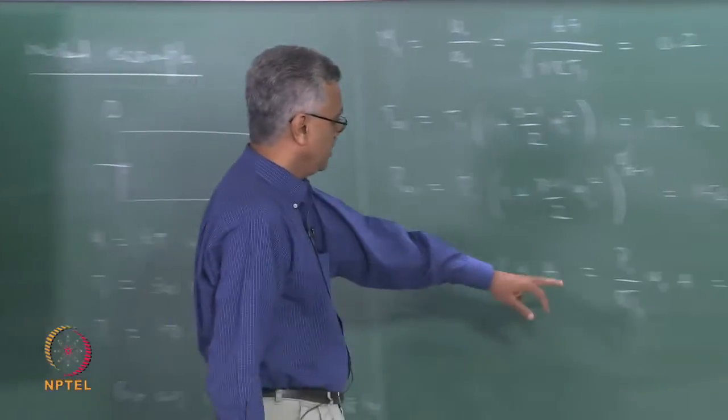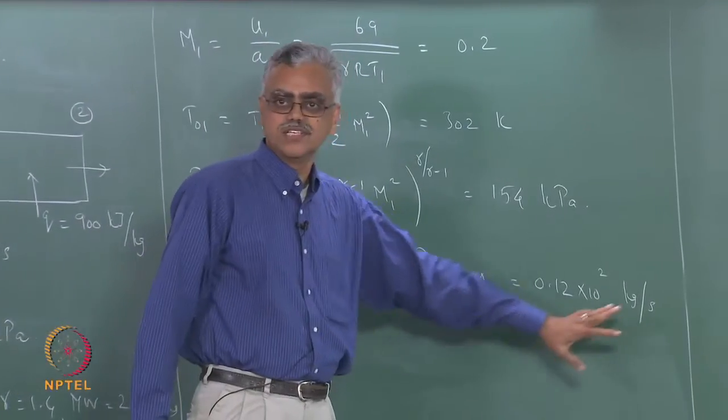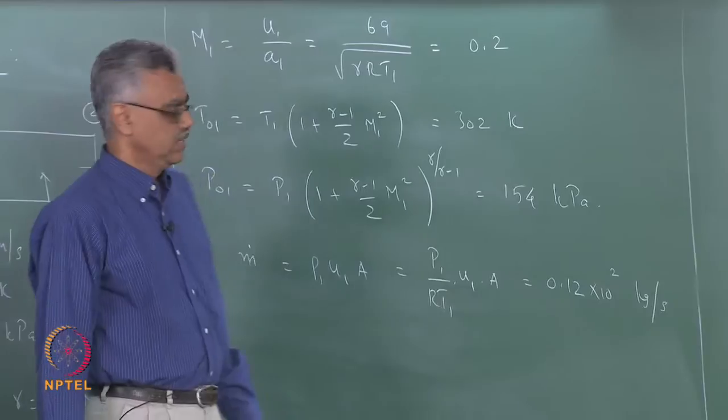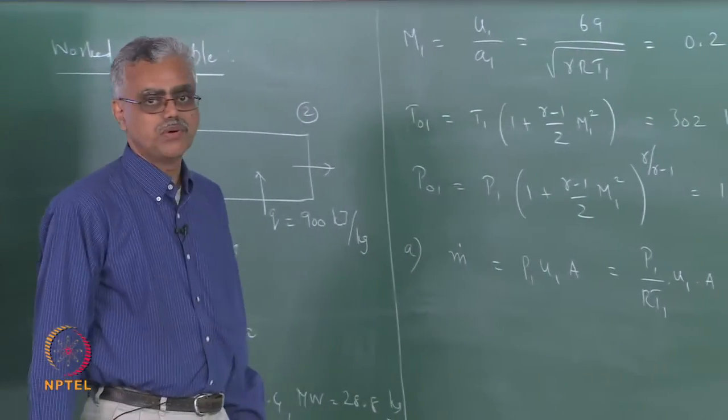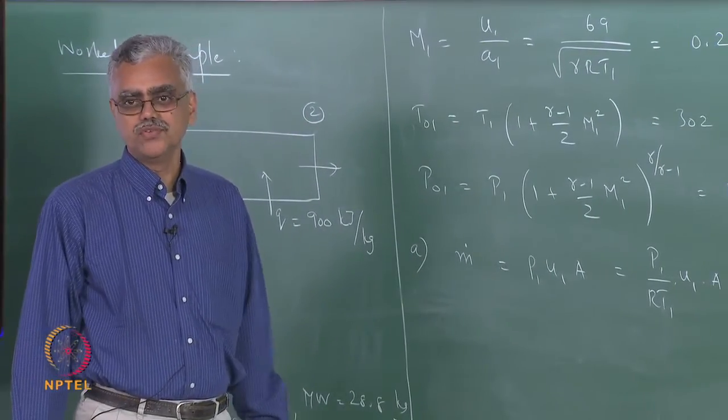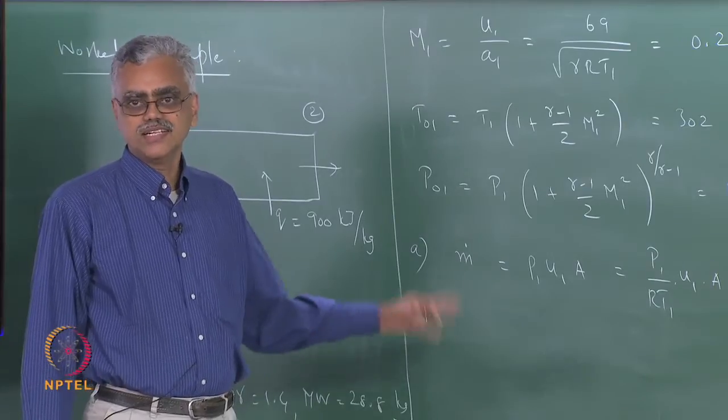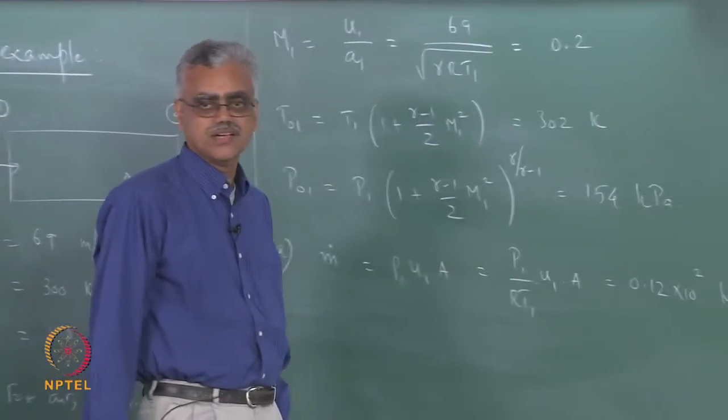I have taken A to be 1 meter square, so I am writing this as kg per second. If you write the mass flow rate in terms of kg per meter square per second, that is extremely confusing. So with the understanding that A is 1 meter square, we will write it as kg per second.